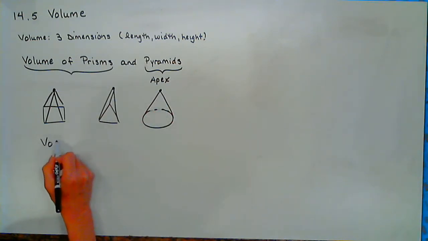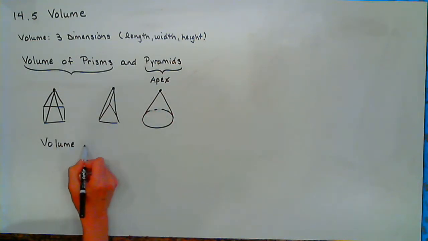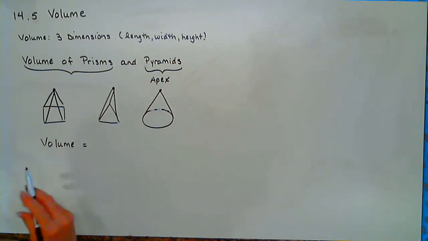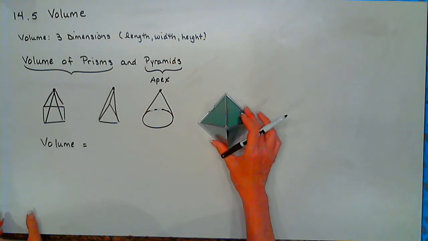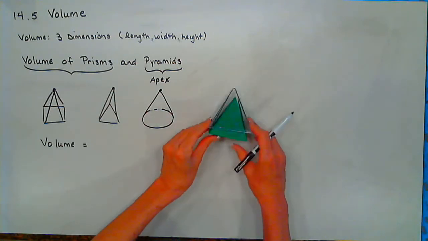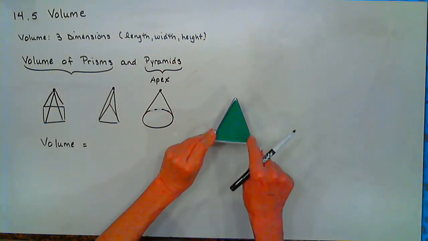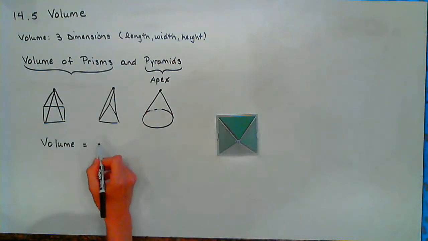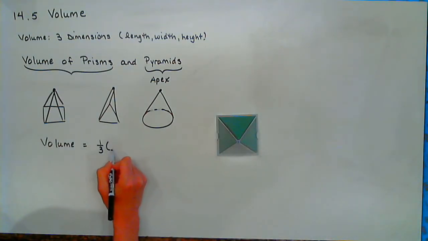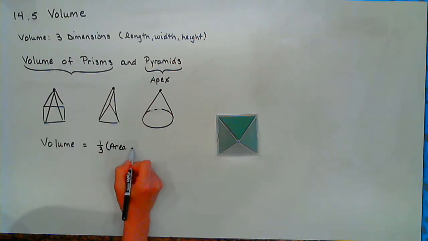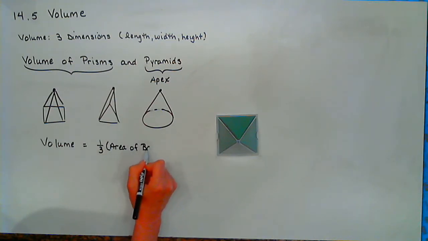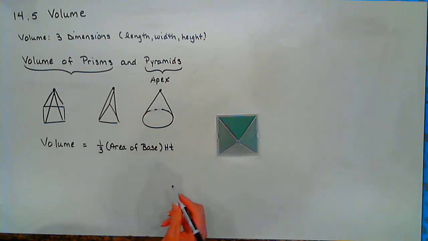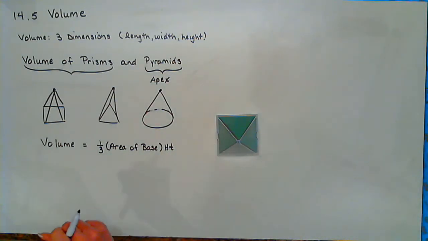So our volume, I can't really say the shape of the base times the height because, as you know, a pyramid is not the same shape all the way through. It's getting smaller each time we go to the top. So in this case, we're going to take 1/3 the area of the base times the height. And the height and the base, again, have to be perpendicular to each other.